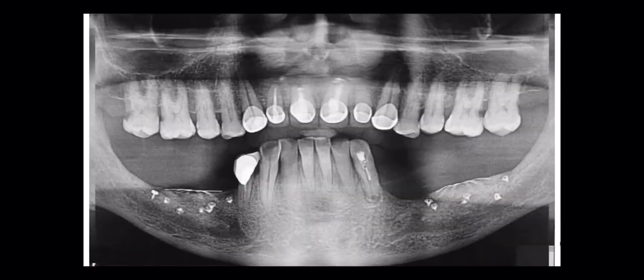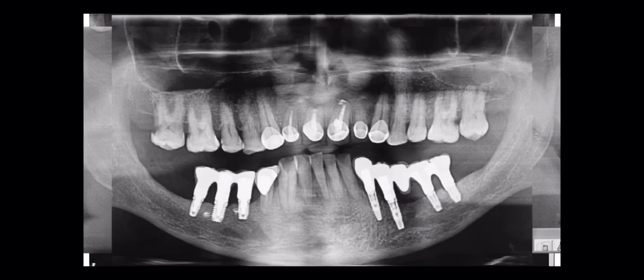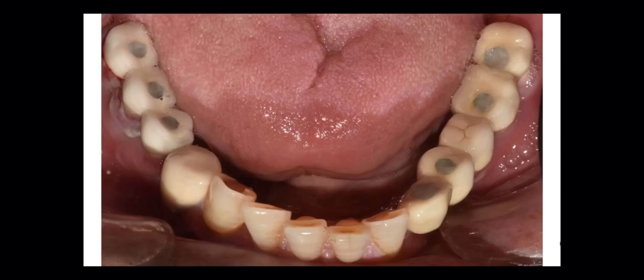Okay, so that was before. This is after our vertical regeneration. This is our implant placement in ideal position after 9 months. And these are the final crowns. Okay, those are the crowns, all screw retained crowns.